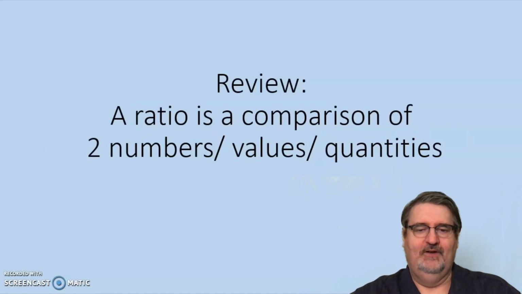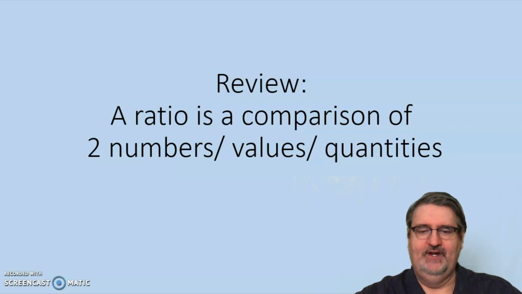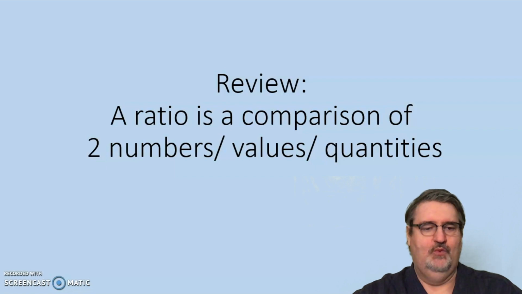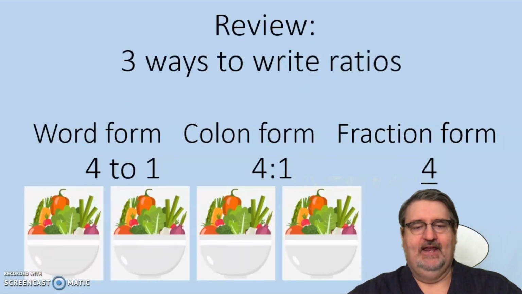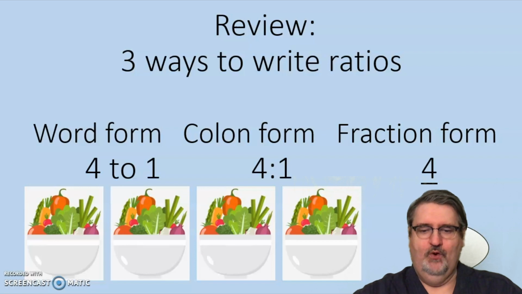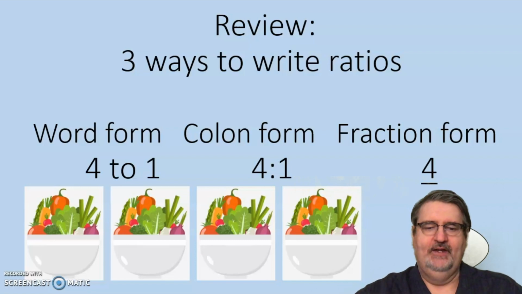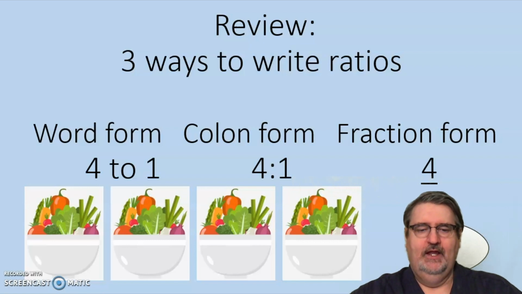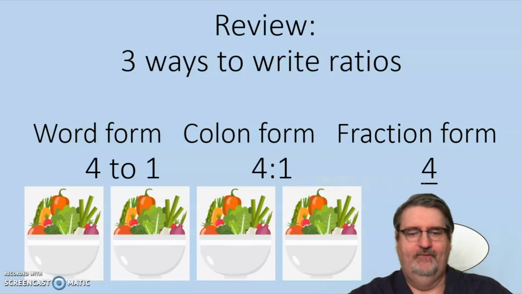To review from the last couple weeks, we first started talking about ratios. A ratio is a comparison of two numbers, also known as values or quantities. It could be written in word form, colon form, or fraction form. As you can see in the pictures there, it shows 4 salads to 1 egg. And even though it can be written in those 3 forms, it's all said as the word form, 4 to 1.